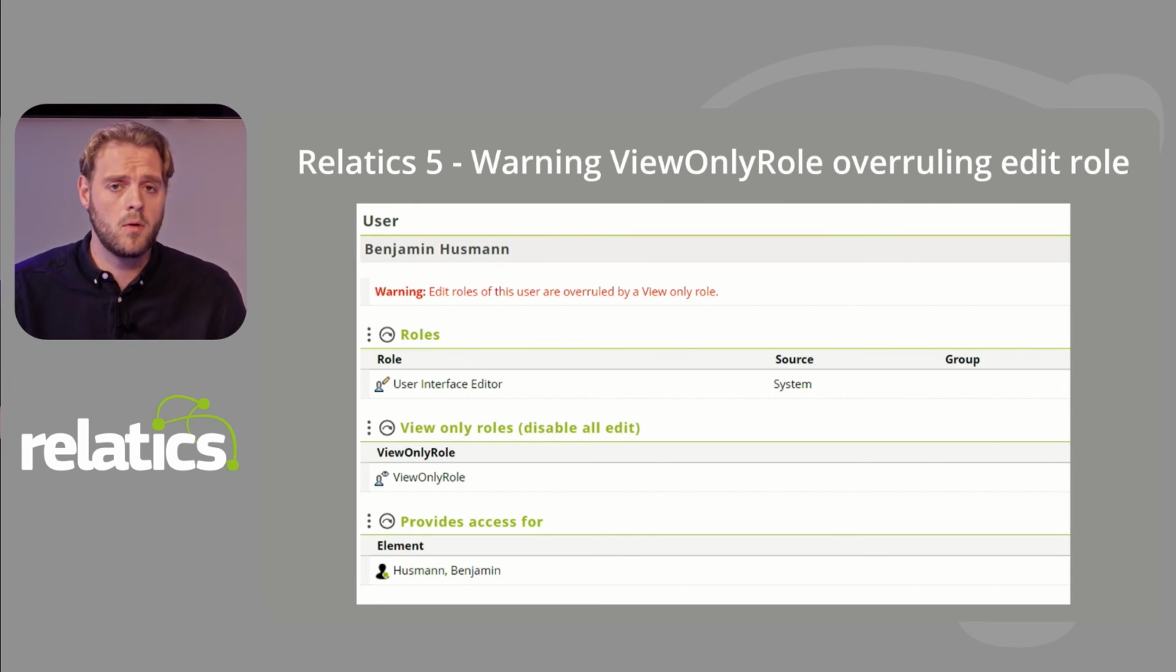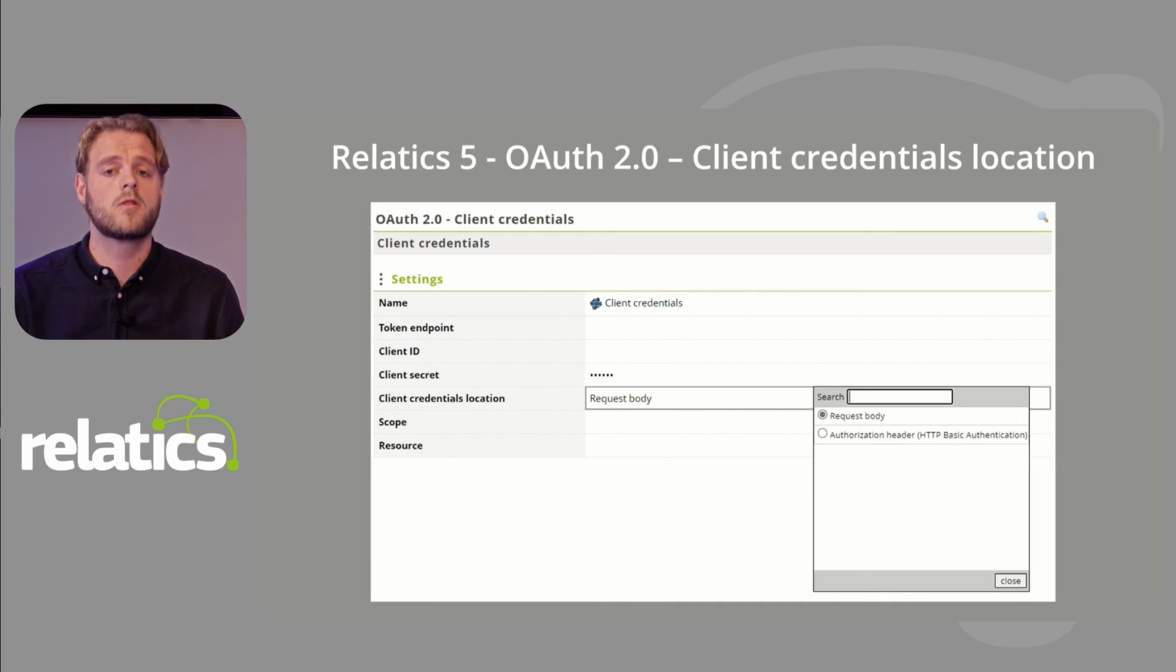Now, the view-only role always supersedes the normal role. So what we did, we added a warning to indicate that if somebody has a project role but also a view-only role selected, you get a warning saying that the view-only role supersedes the project role, and you can act accordingly. The second change we made is to web services.